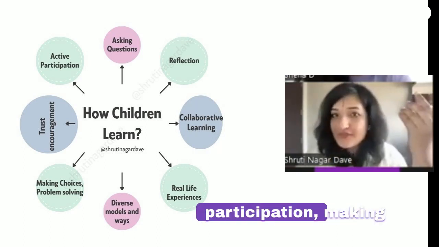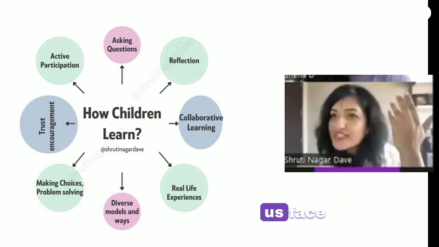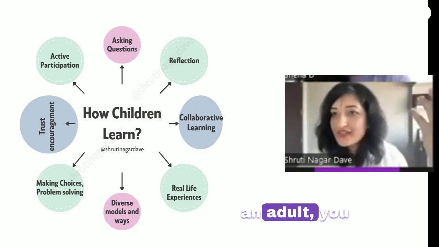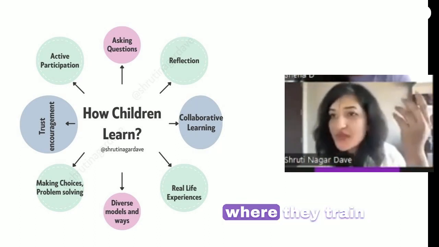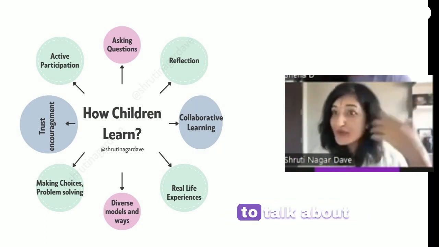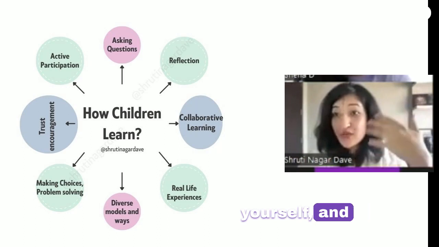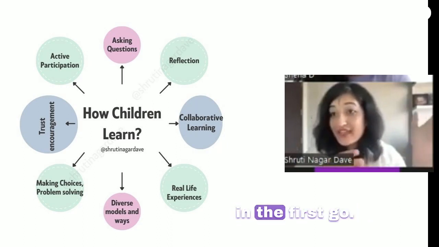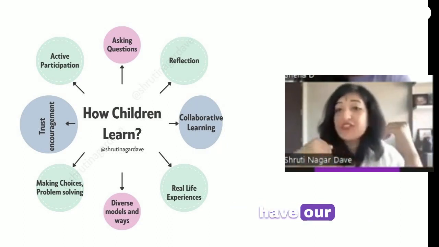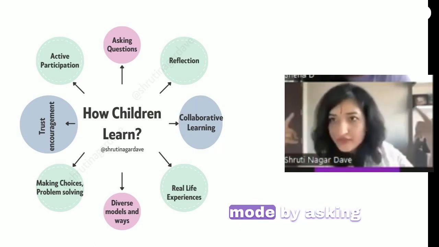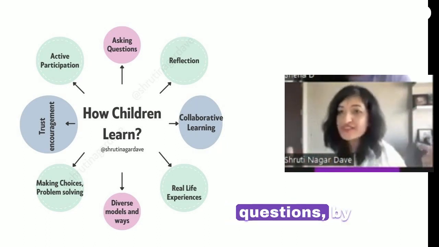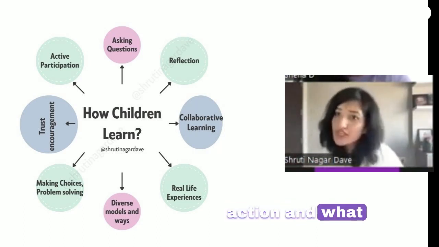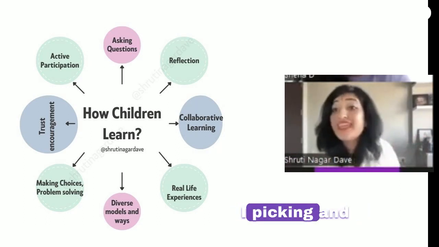Next is active participation, making choices. How many of us face difficulty in making decisions? I remember, after you are an adult, you end up going to your PDs and different courses where they train you how to make decisions, how to talk about yourself, how to take care of yourself, and all of that we are doing now, after having gone through so much already. How about we have our children already be in that reflective mode by asking questions, by reflecting on why they did what they did, what the impact of that action is, what choices are around me, and which one am I picking and why?